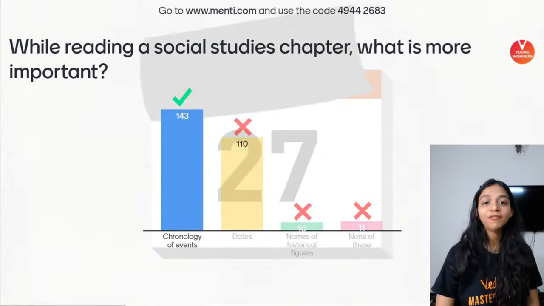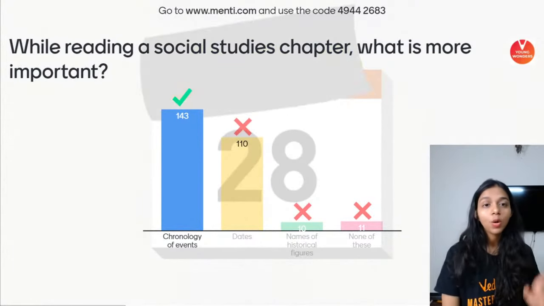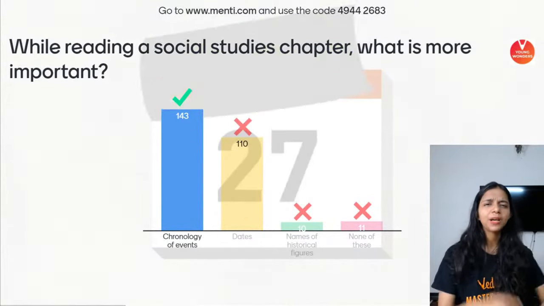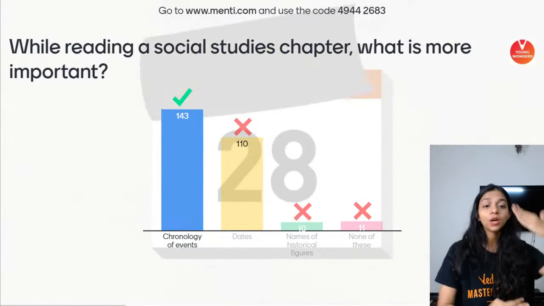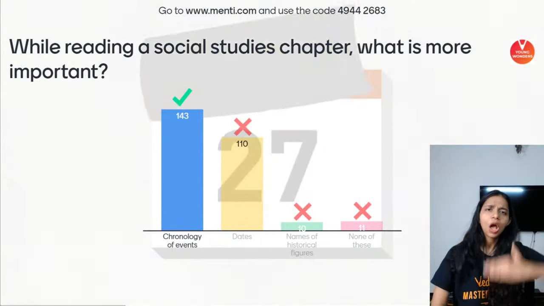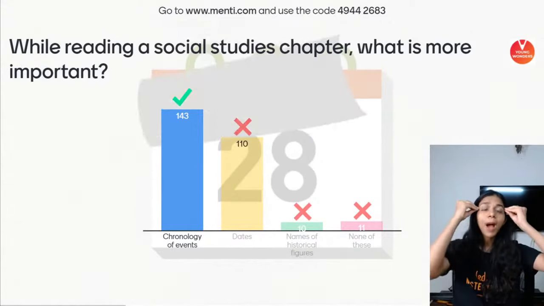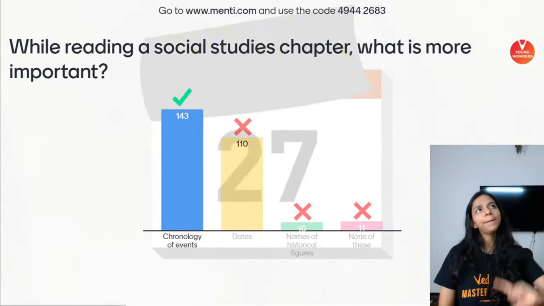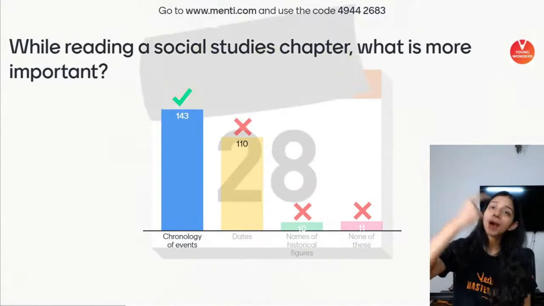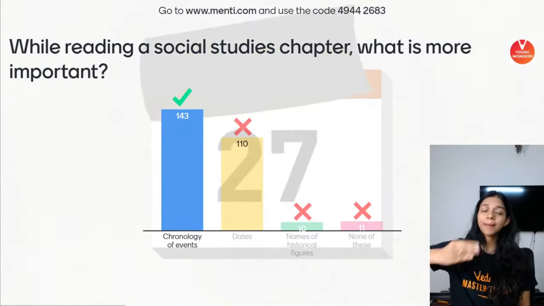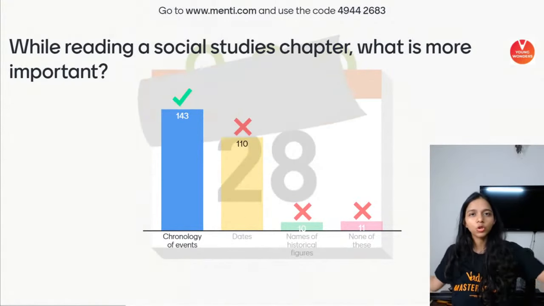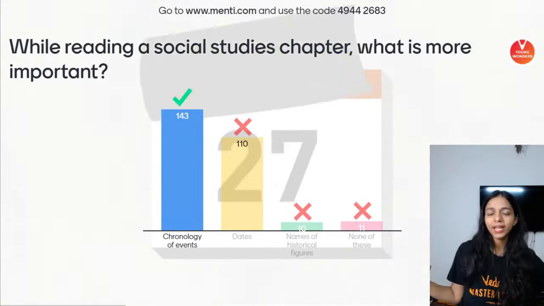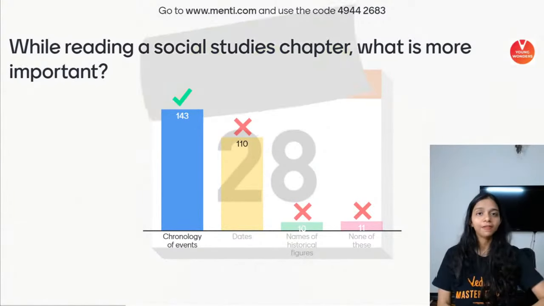143 students were obviously listening to me when I told you while reading a history chapter, the first thing you have to know is the chronology of events. What comes one after the other. It should be fixed in your mind that first Gandhi ji came, after that these movements happened, and last was the Quit India Movement. Even if you don't remember the date, you should know what comes one after the other.